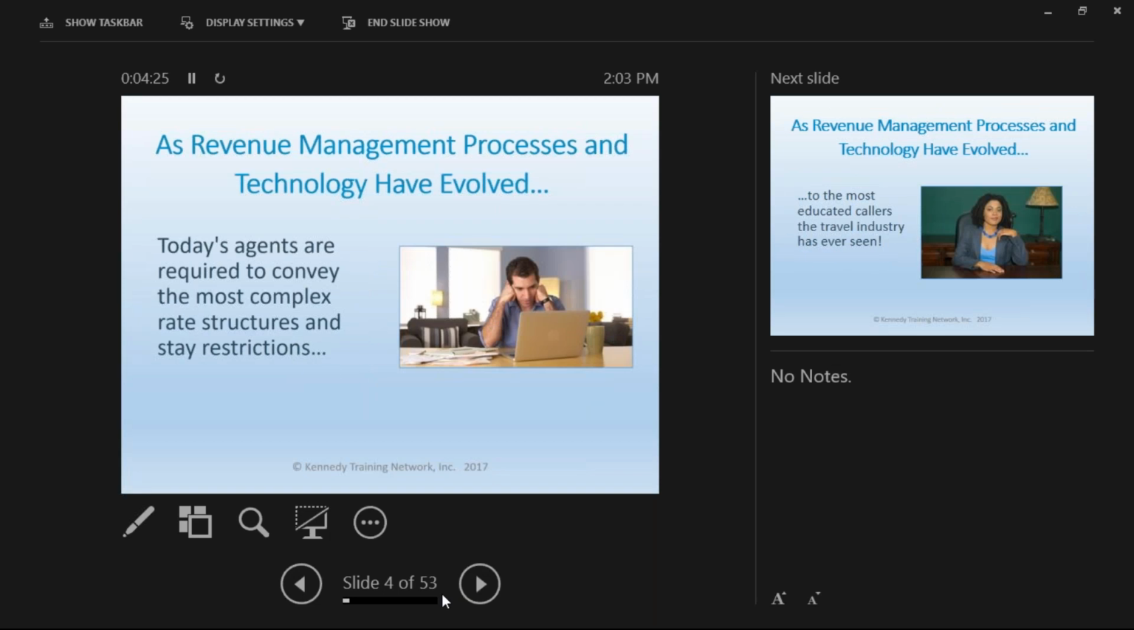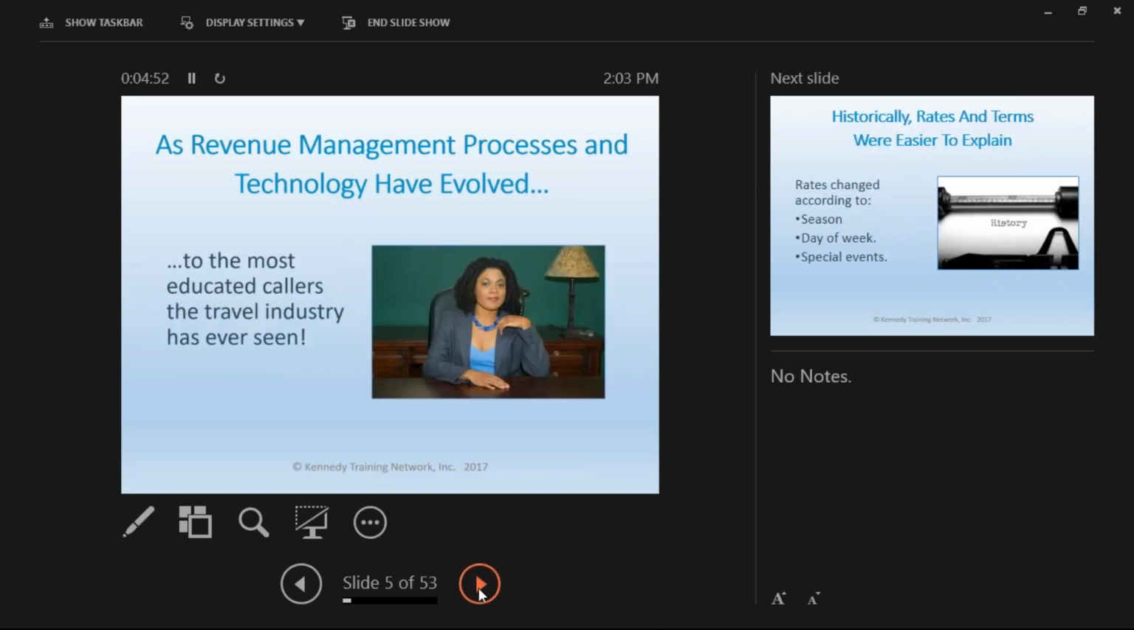So what we're going to look at in our focus in today's time together is another major change. Not only do callers have more information, but there are so many more rates, restrictions, stay restrictions, and rate structures that have to be conveyed. And guess who gets to convey it? You, the lucky ones that have joined me today. So we have the most complicated rate structures ever in the history of lodging, and we have to explain these to the best educated consumers in the history of lodging.